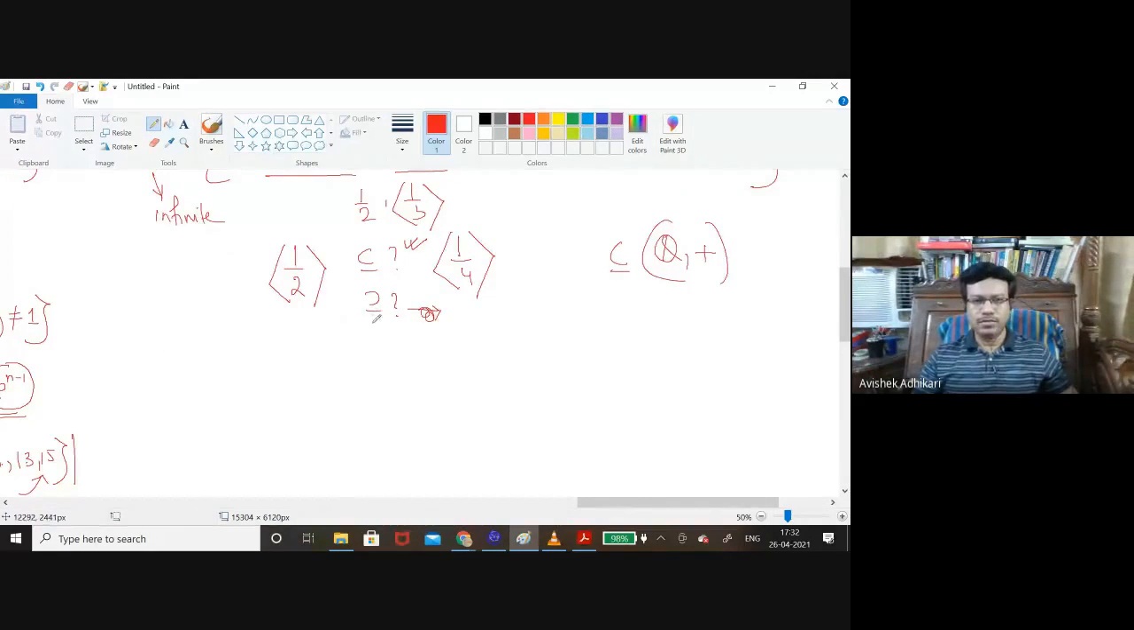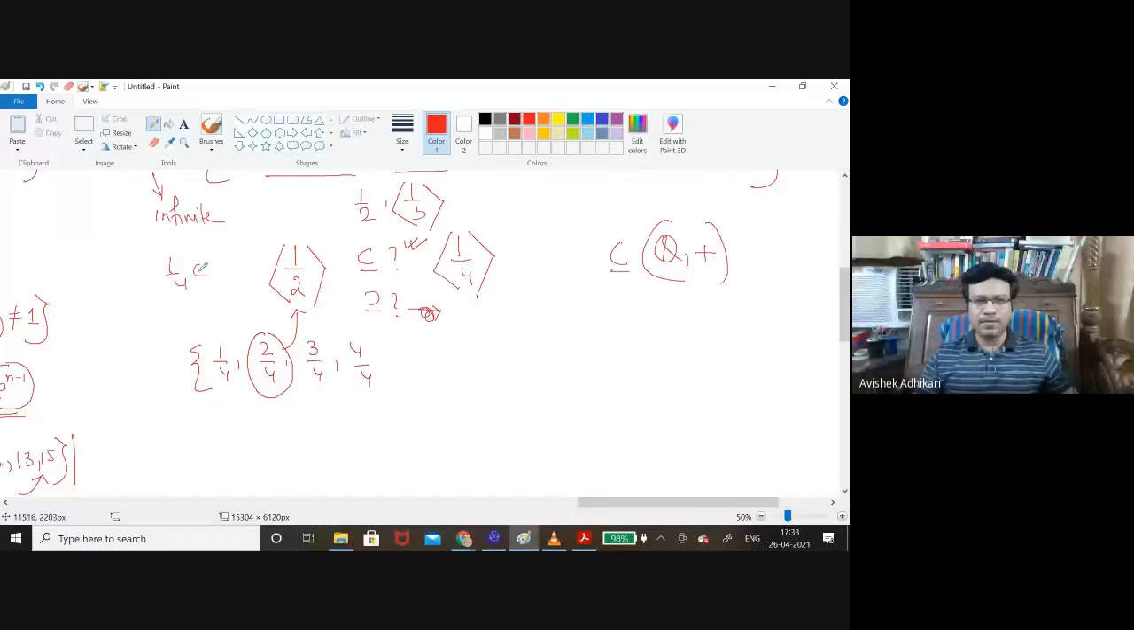Okay. Why so? What are the elements in 1 by 4? Like this 2 by 4, and if it is 2 by 4, then automatically half is an element. So this one is bigger. Okay, but 1/4 can never be an element of this. So it's clear now to all of you. Very good.